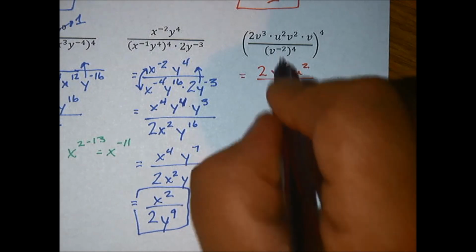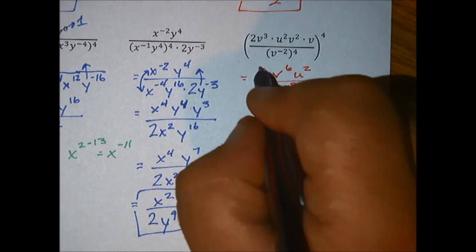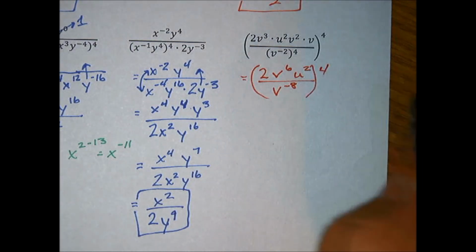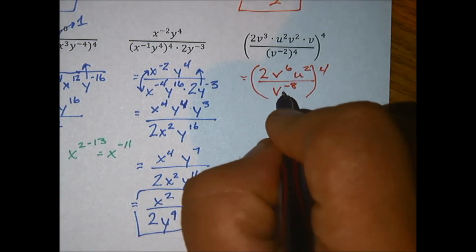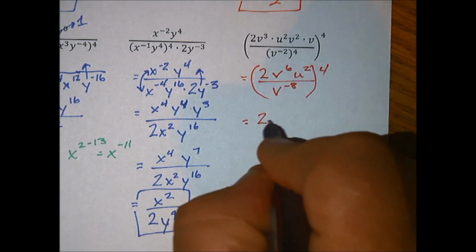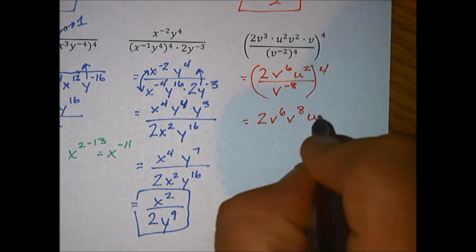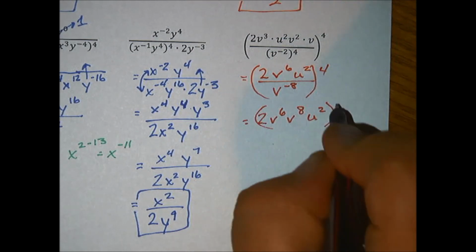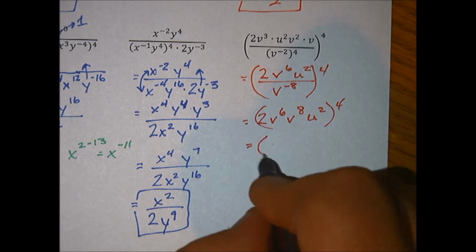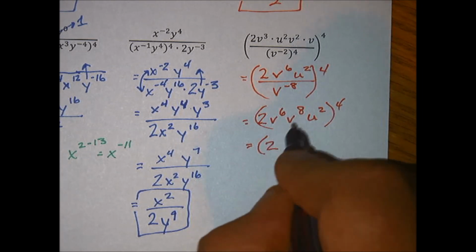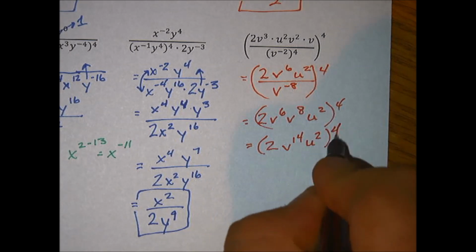Down below, I'll have a v to the negative 8th. Okay, and that's all going to be raised to the 4th power still. I haven't dealt with that yet, but I will. I'm going to move my v to the 8th up. So we have 2v to the 6th. I'm going to throw it right there, v to the 8th, and u squared. That's still all raised to the 4th. We haven't done that yet. Use product property right there. So that'll be 2v to the 14th, u squared, to the 4th power.